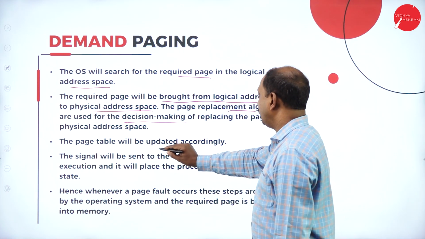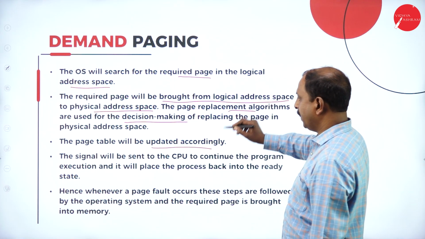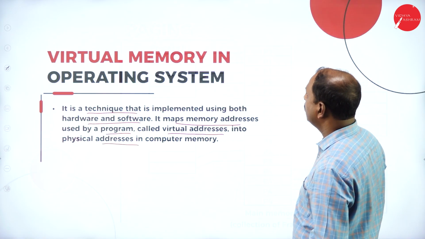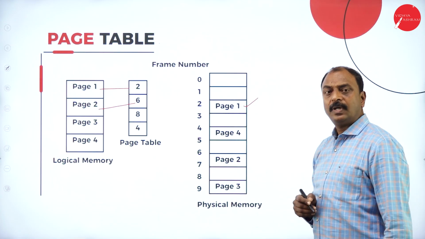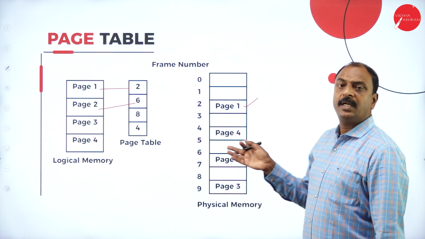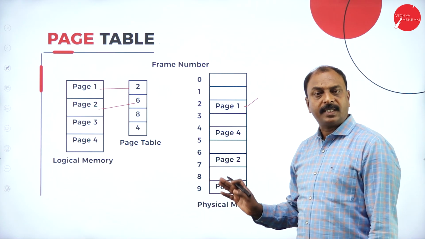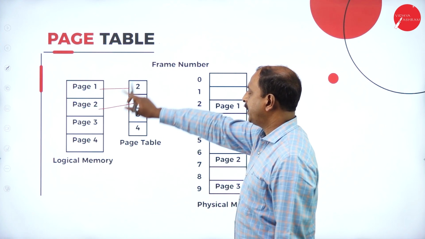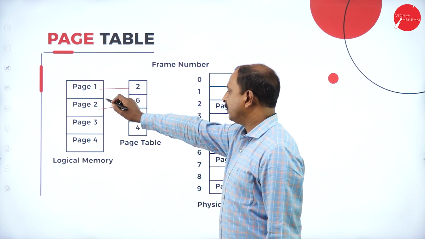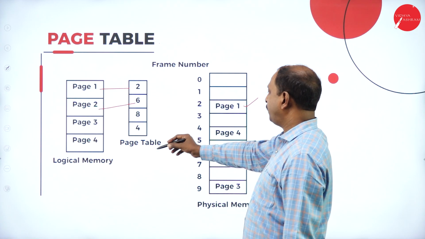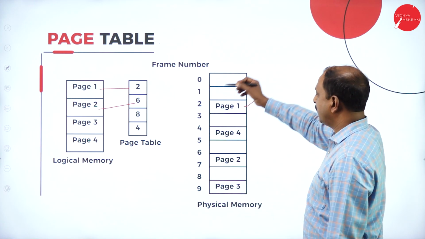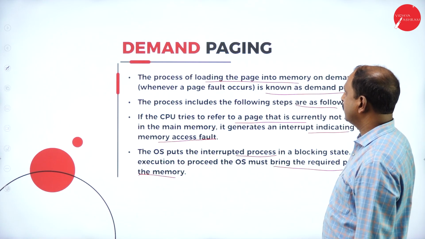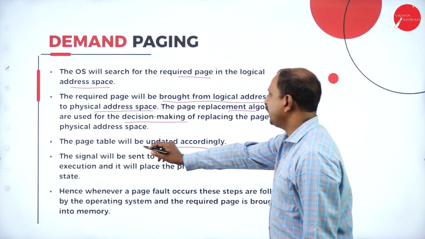The page table will be updated accordingly. I told you in my previous slide what a page table is. See, this is the page table. As and when page replacement occurs, the page table will be updated accordingly. It consists of the page number, logical memory with the page detail, the frame number and the particular physical memory. So this is the page table.